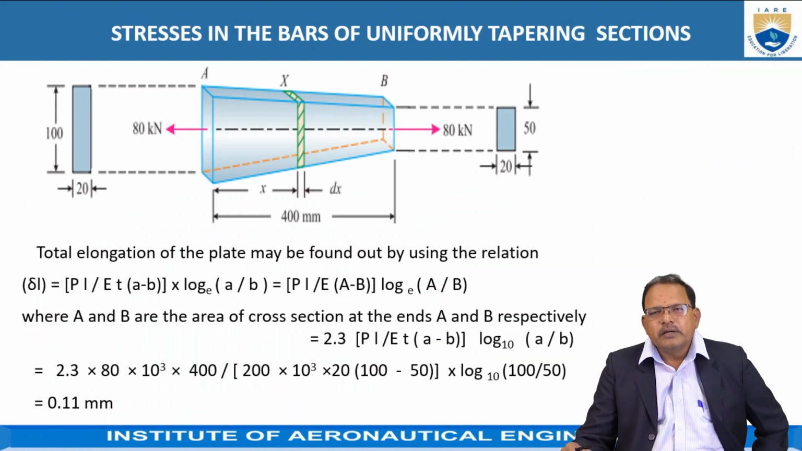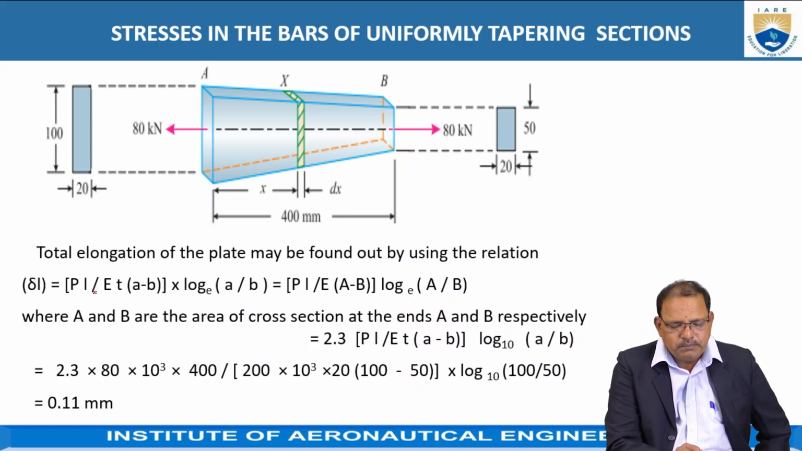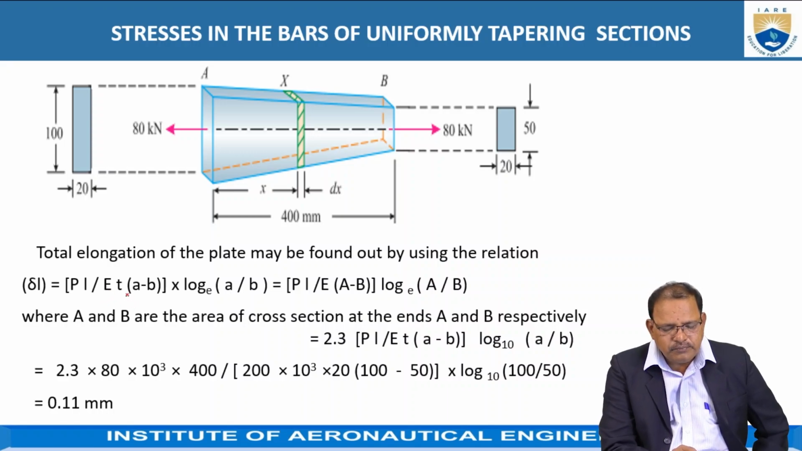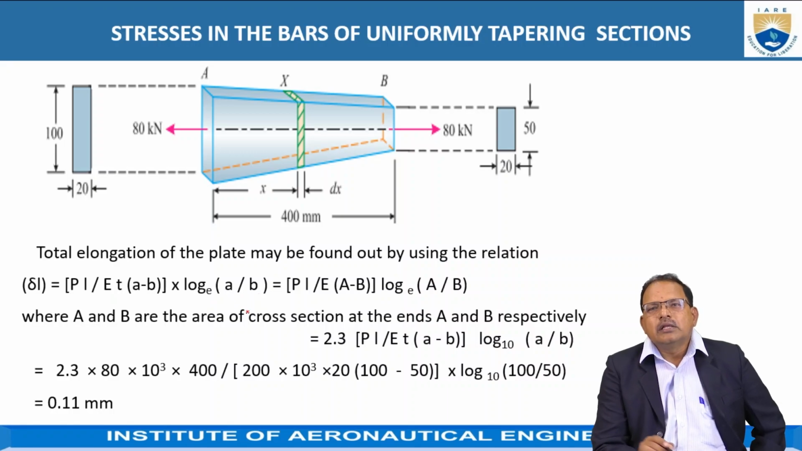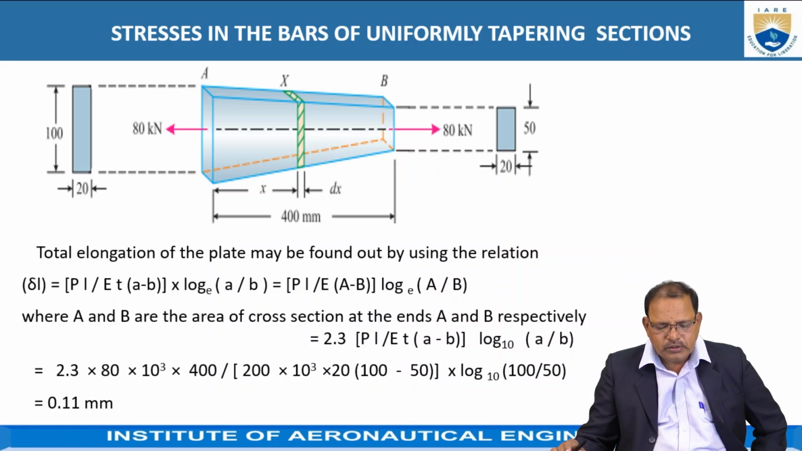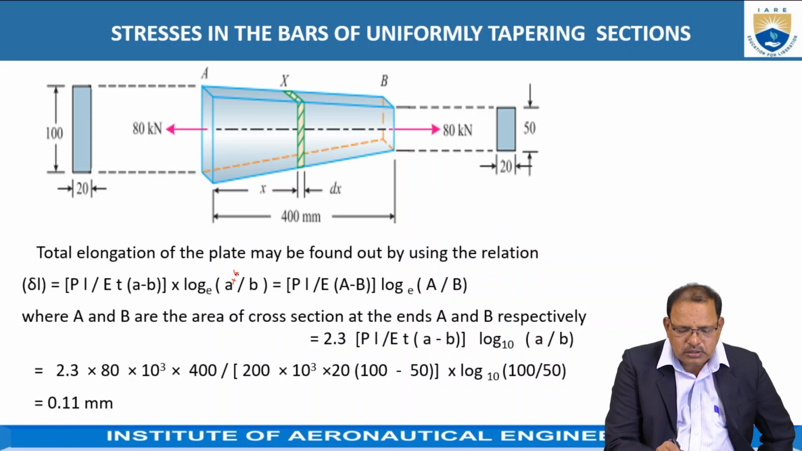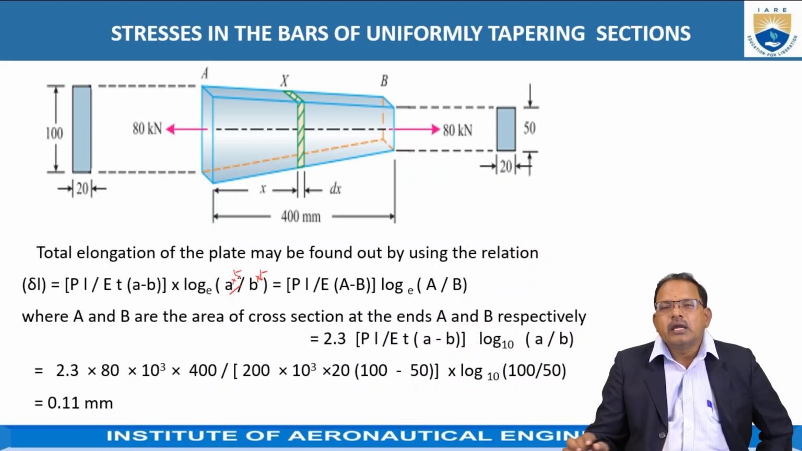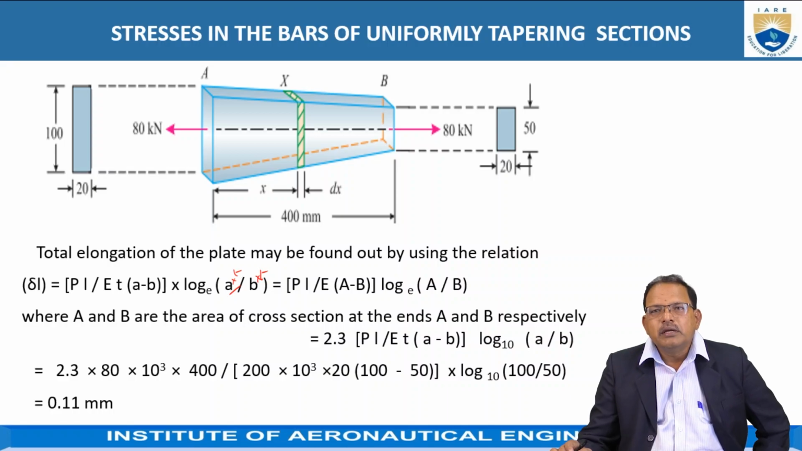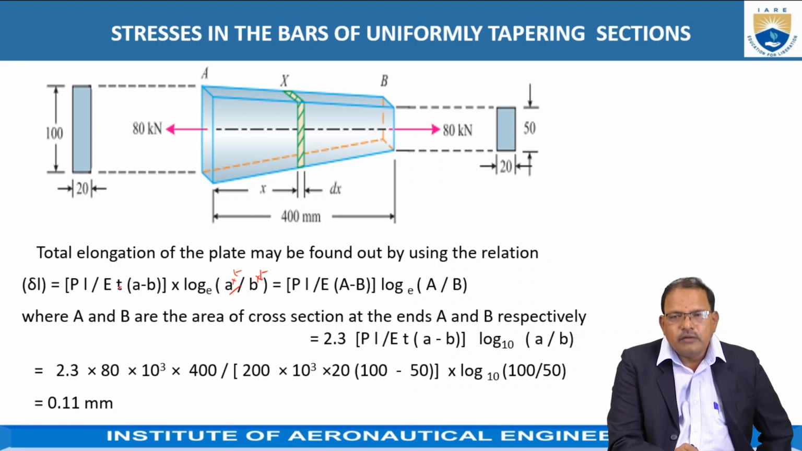The total elongation of the plate may be found out by using the relation. Here it is given by delta L is equal to P into L divided by E t into A minus B, multiplied by log e of A by B. Here A and B are representing the width at the bigger end and the smaller end. If you multiply by t on both sides, A into t is treated as the area of the bigger end, B into t is treated as the area of the smaller end. Here also we can do the same thing, introducing A into t and B into t.